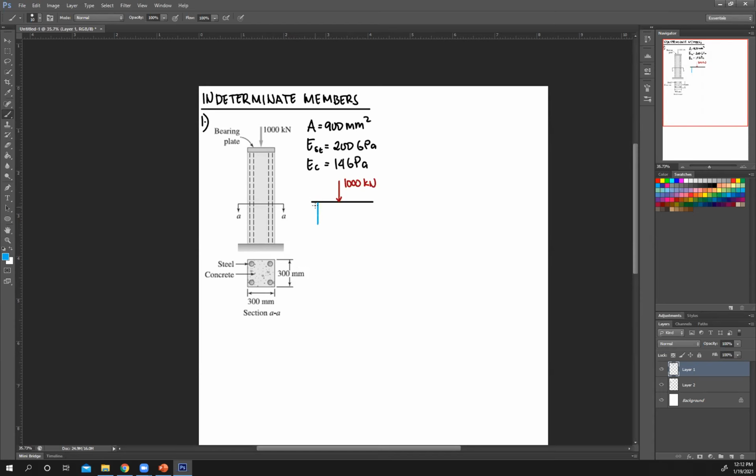Okay. So at these ends, we have reactions at steel. So let's call that P_ST. And not only that, your concrete will also react. Let's say this way. So let's call the force reaction of concrete as P_C.